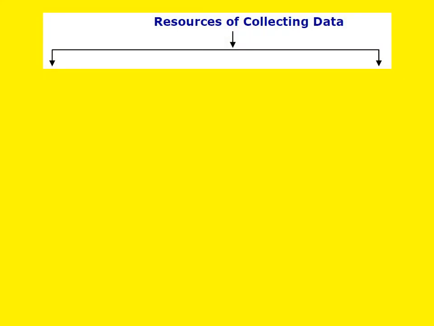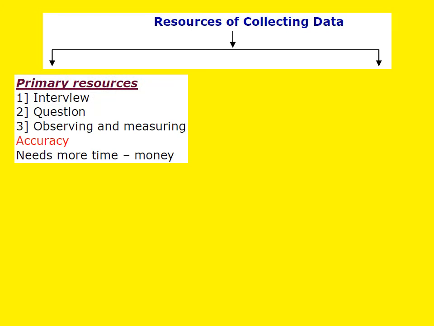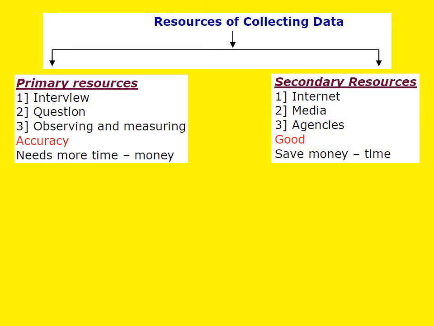Resources of collecting data. Primary resource: interview, question, observing and measuring. Accuracy: needs more time and money. Secondary resources: internet, media, agencies. Good, save money and time.